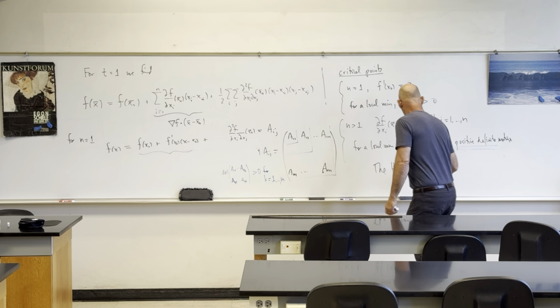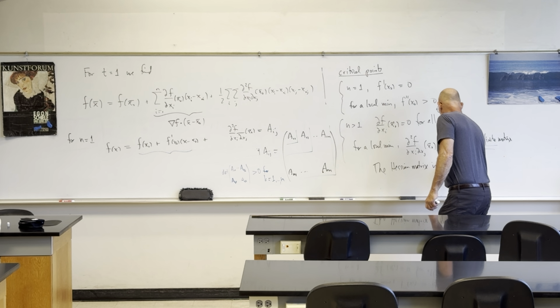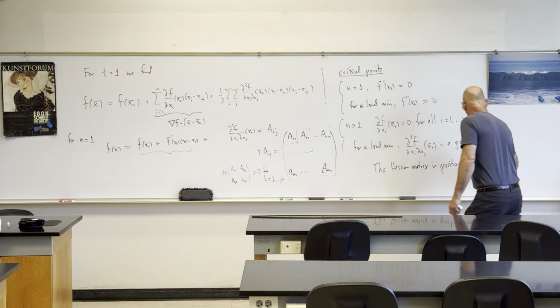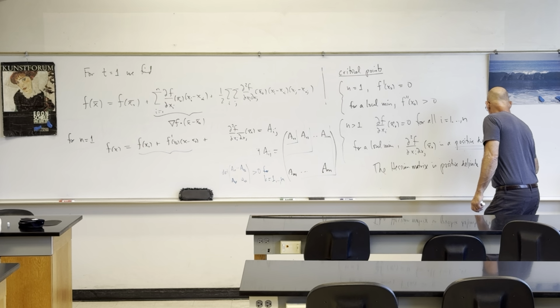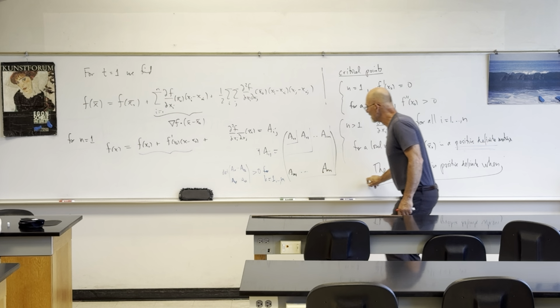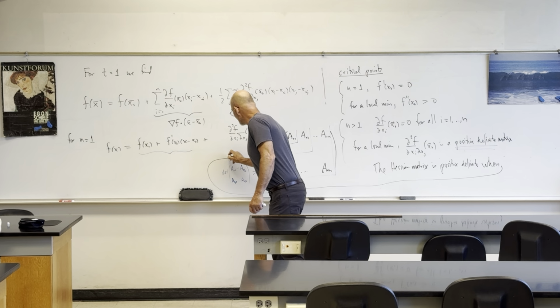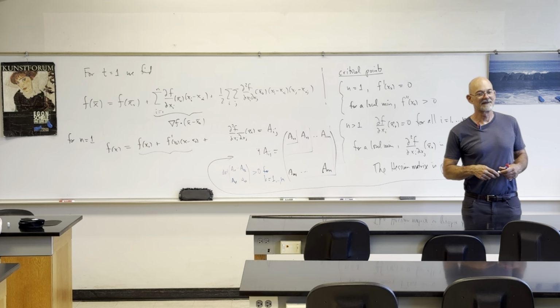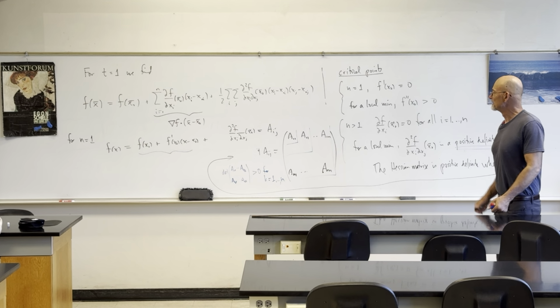The Hessian matrix is positive definite when all of this is true. There we go. That's not right.